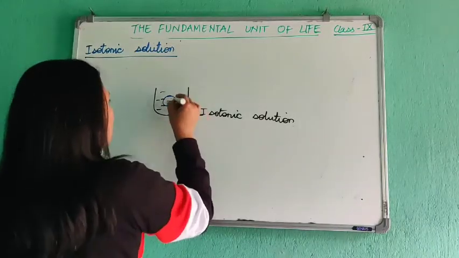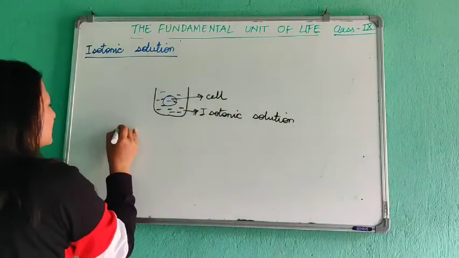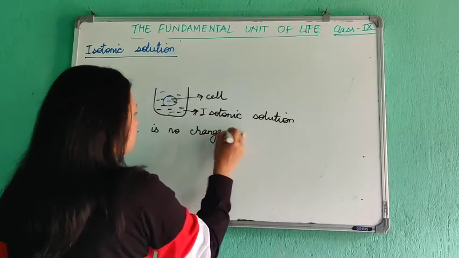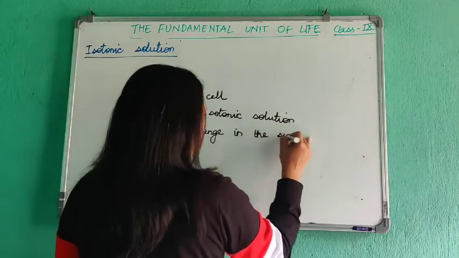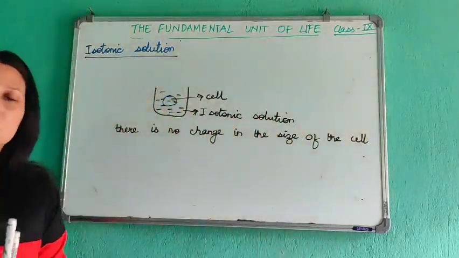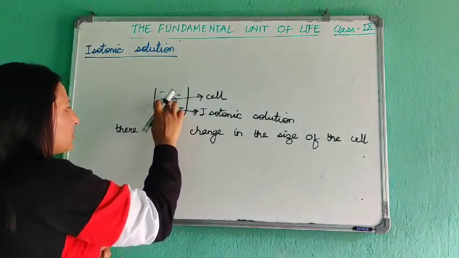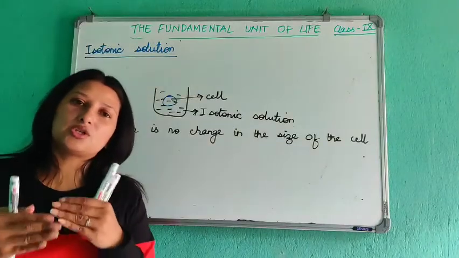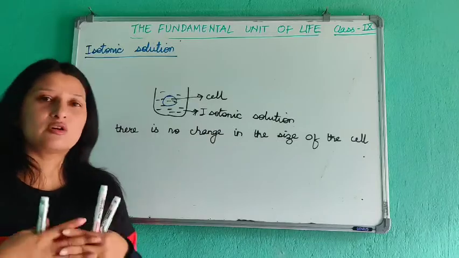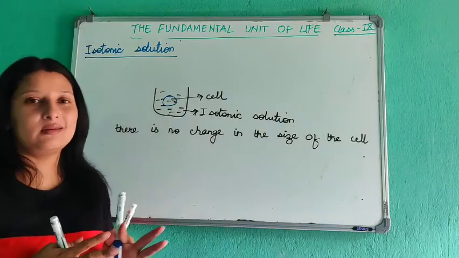Okay, it's a cell. After some time when we observe, nothing happens to the size of the cell. That means there is no change in the size of the cell in this isotonic solution. Can you tell me why? मैले के भनिहाले, isotonic भनेको चाहिँ बाहिरको कन्सन्ट्रेसन र सेल भित्रको कन्सन्ट्रेसन इक्वल हो. इक्वल भएपछि there will be no overall movement of water and then the cell will not change in size.